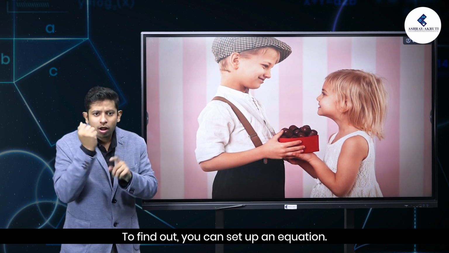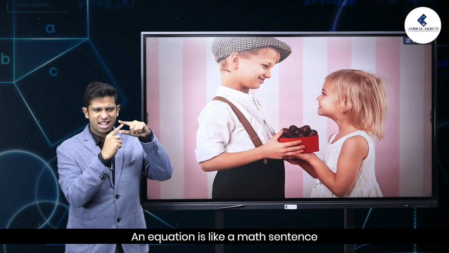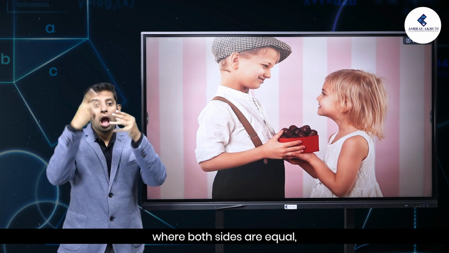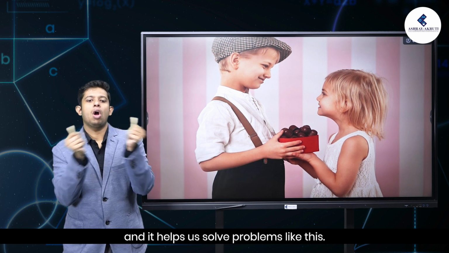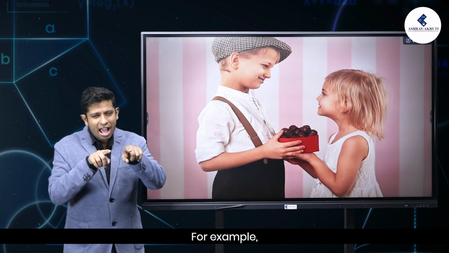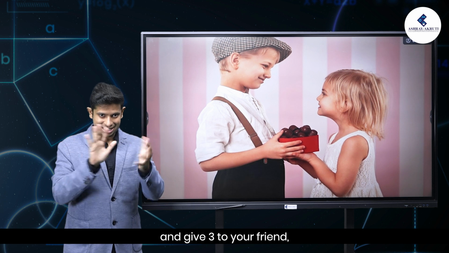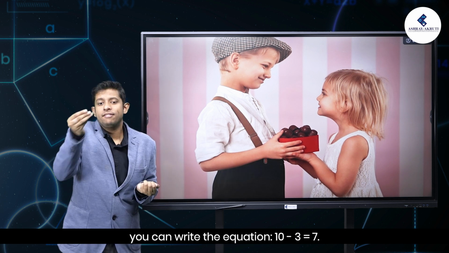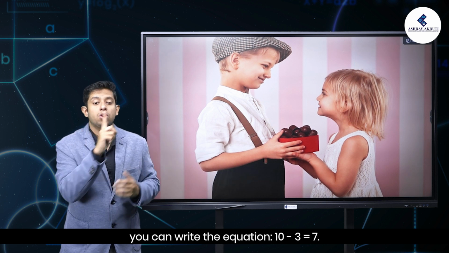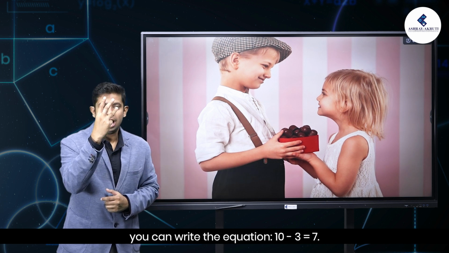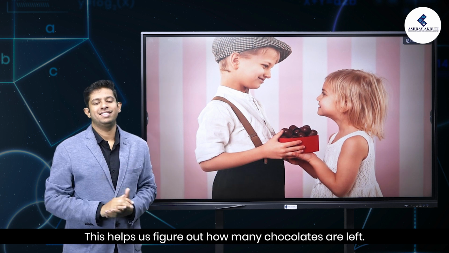To find out, you can set up an equation. An equation is like a math sentence where both sides are equal, and it helps us solve problems like this. For example, if you have 10 chocolates and give 3 to your friend, you can write the equation 10 minus 3 equals 7. This helps us figure out how many chocolates are left.